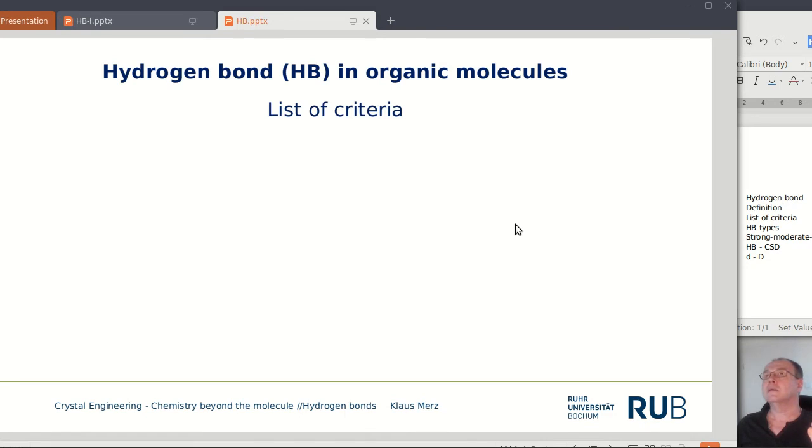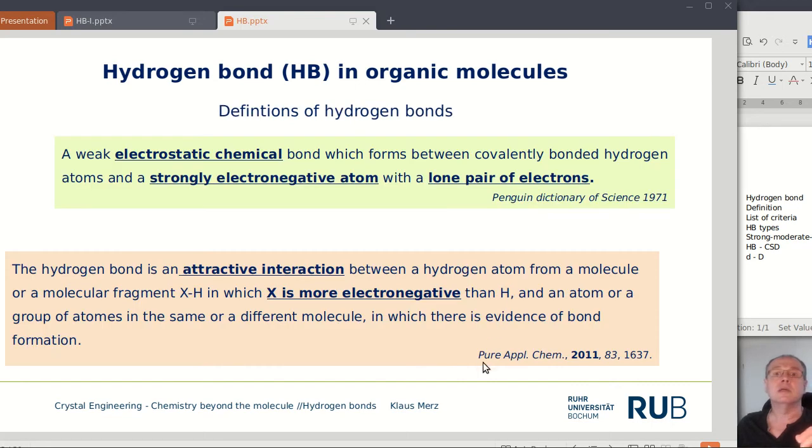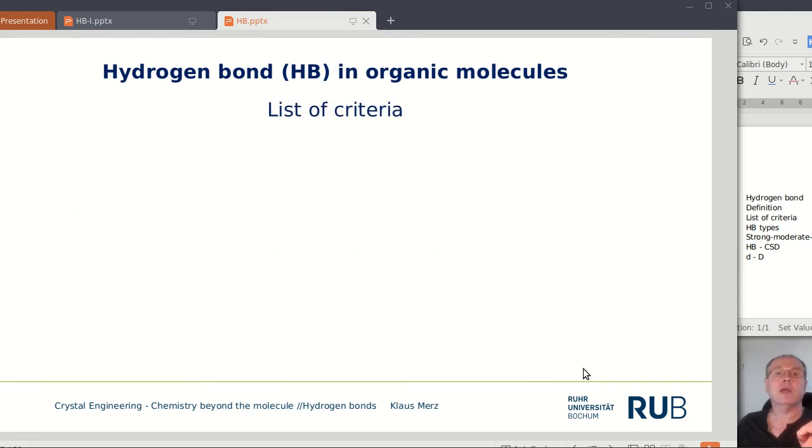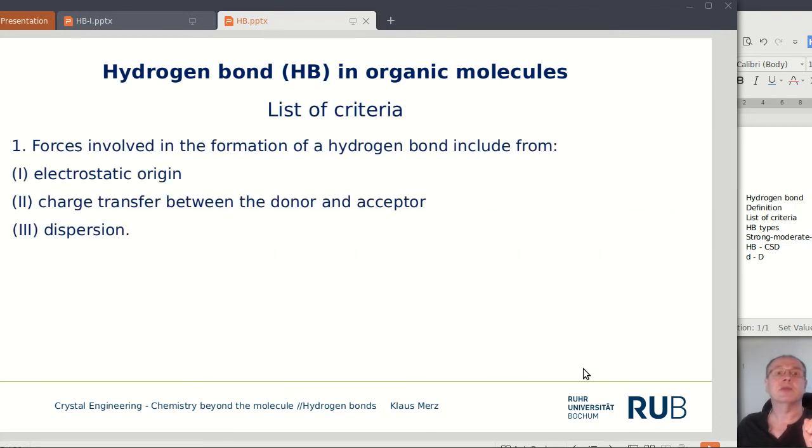But we talk about restriction. I said the older one was a restrictive definition of hydrogen bond. The newer one is a little bit weaker, but on the other side we have criteria, a list of criteria which should fit hydrogen bonds. And this list was also published by the authors here, from 2011, in this contribution. Okay, have a look at this list of criteria.